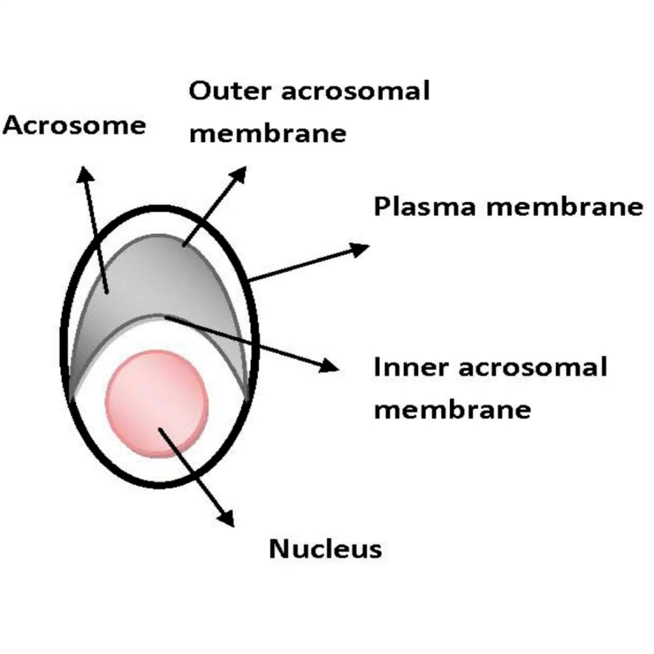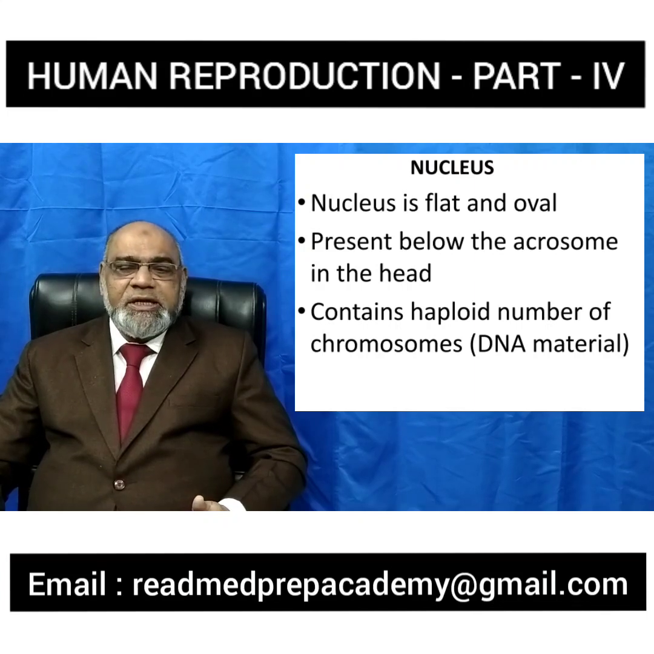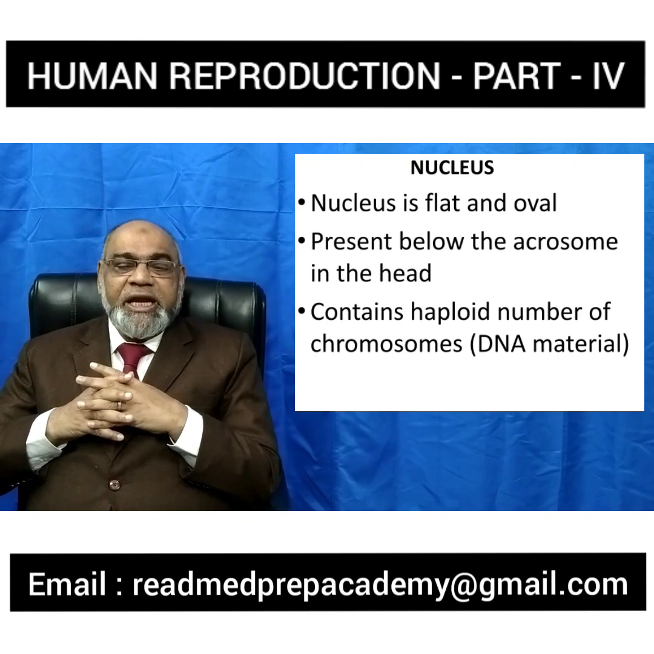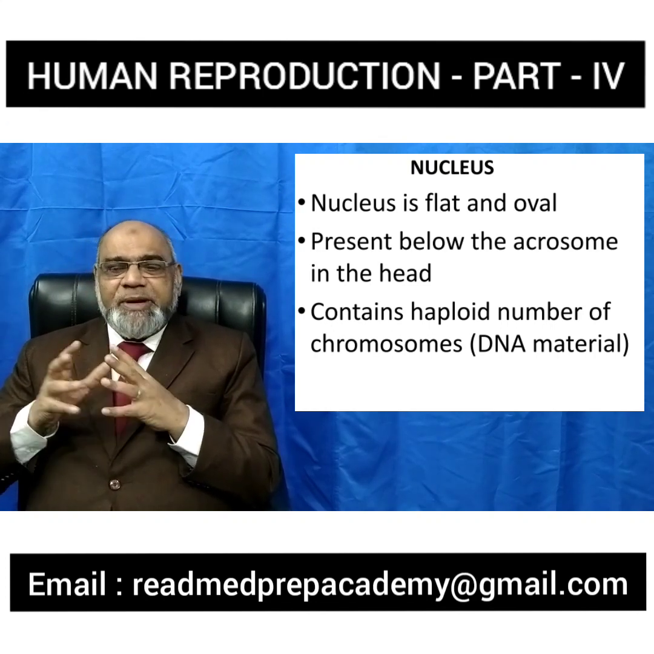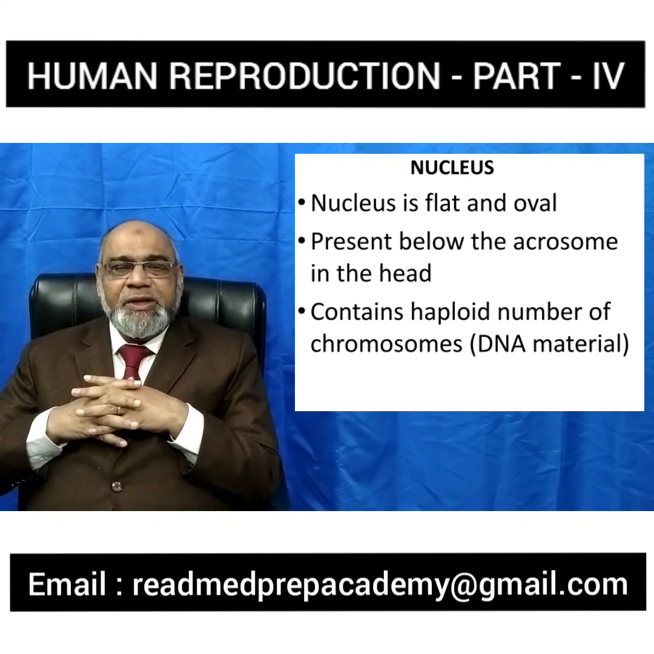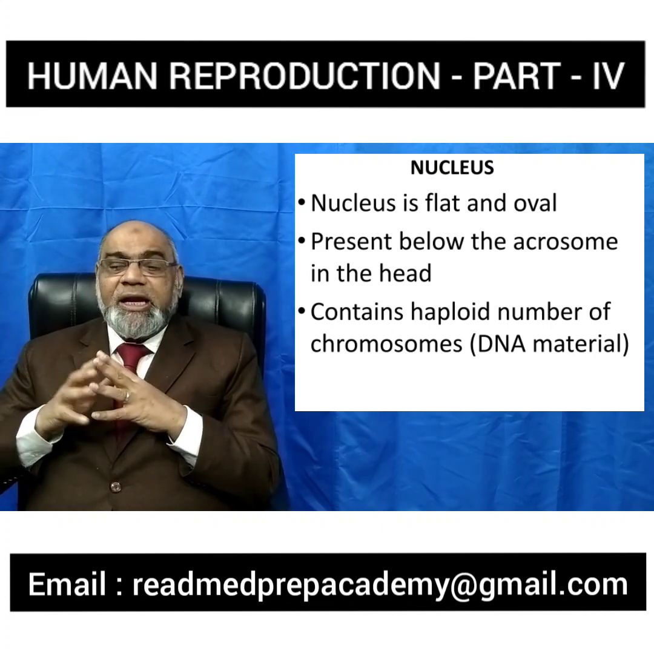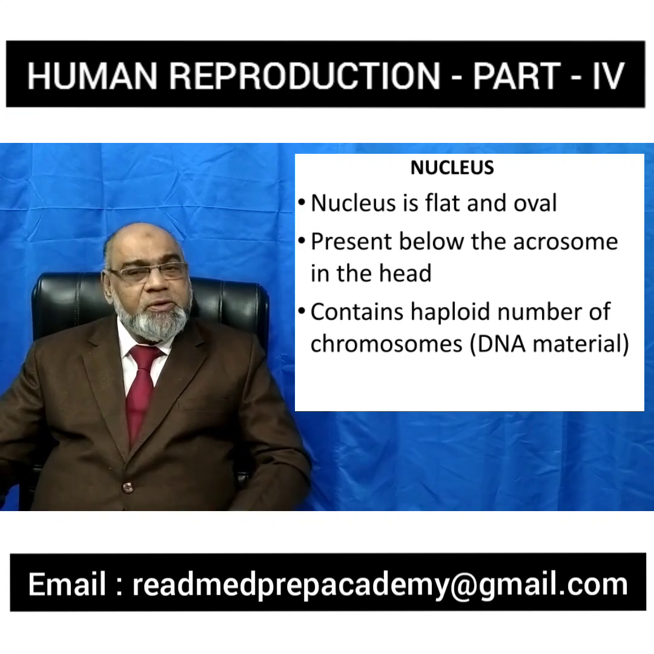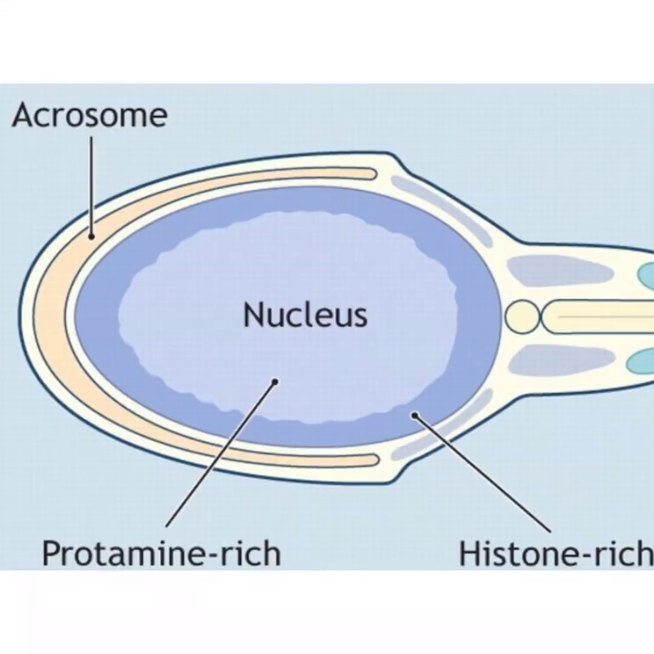Inside is the nucleus. What is the nucleus? The nucleus is the DNA material. It is flat and oval. It is present below the acrosome in the head. It contains haploid number of chromosomes, that is in human beings 23 chromosomes. In another picture you can see that the center of the nucleus is protamine rich and the surrounding is histone rich.